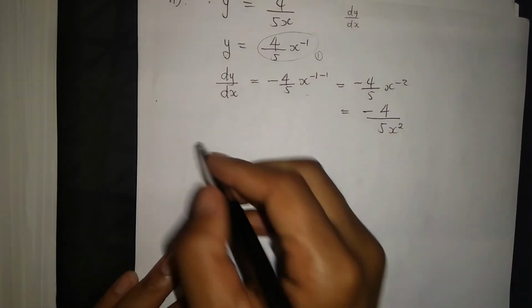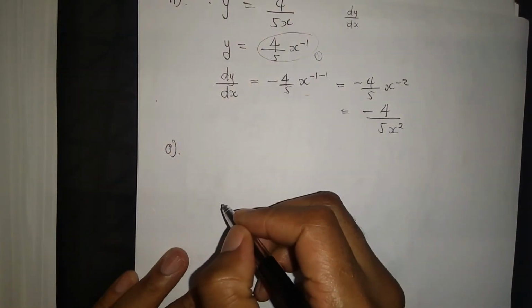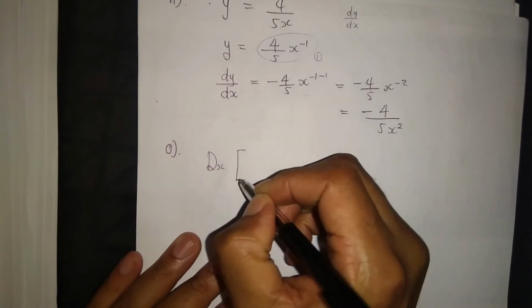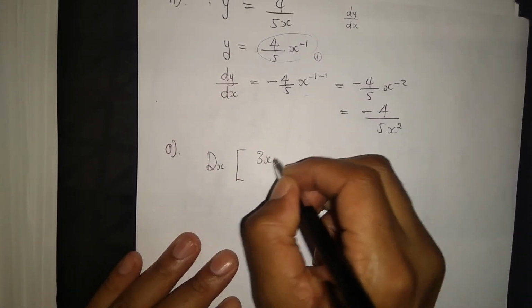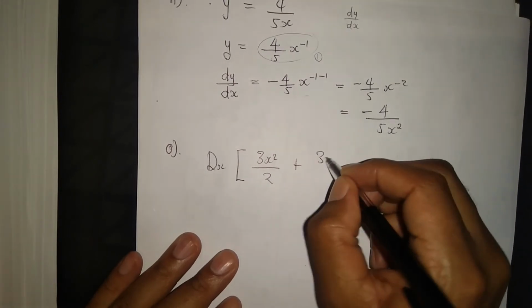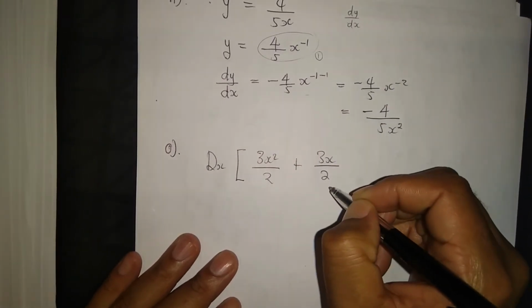And sesiyaqhubeka sisiya ku-O-ke manje. O, dx, yabuya le symbol ka-dx, 3x squared over 2 plus 3x over 2.